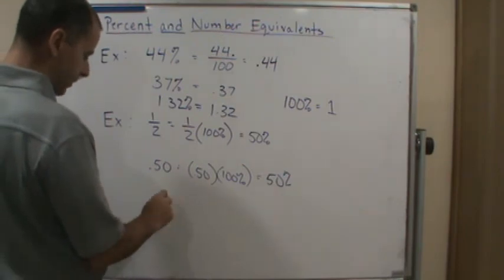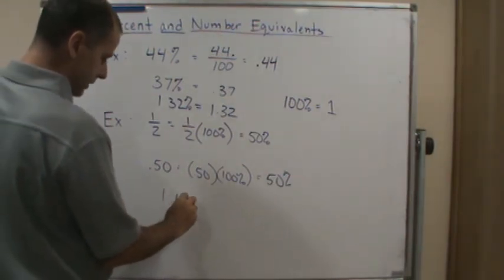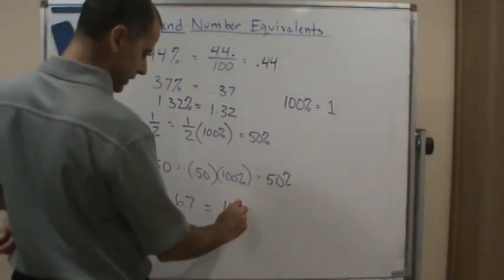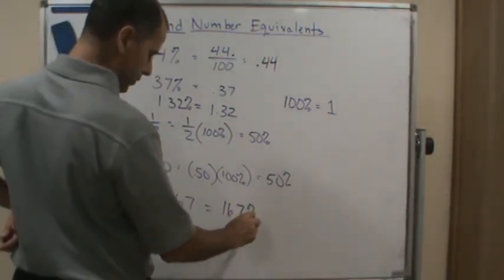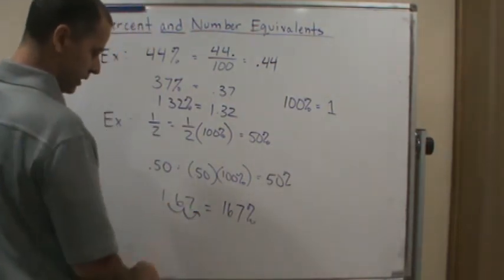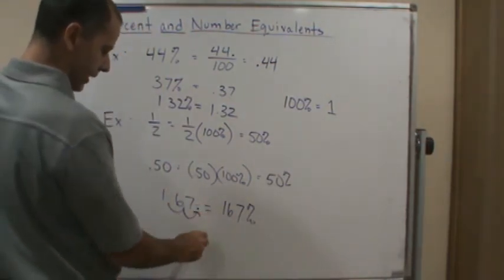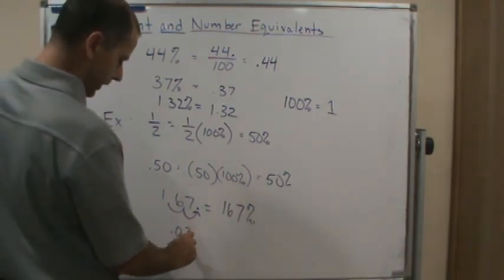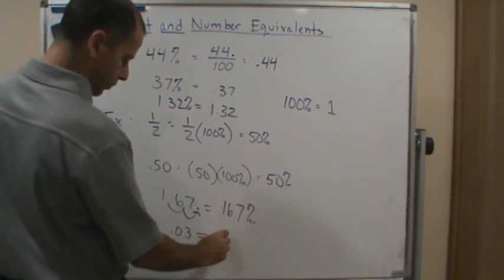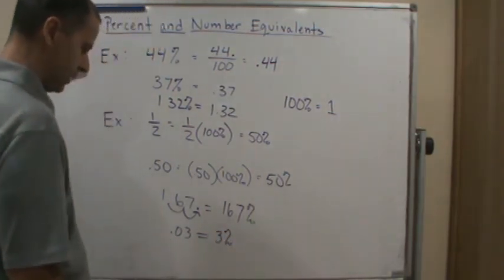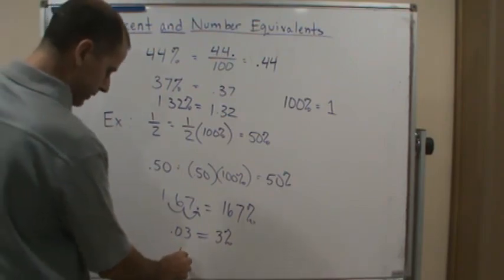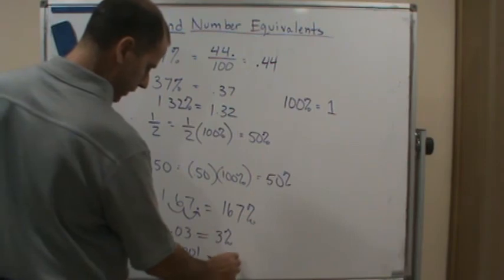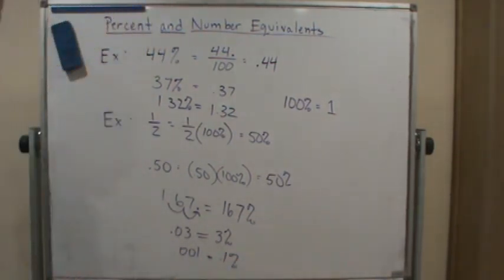So if I have 1.67 and I want to write that as a percentage, it's just going to be 167%. I move the decimal point over 2 spots, and I add the percent sign. Likewise, if I have 0.03, that's going to equal 3%. Or if I have 0.001, that's going to equal 0.1%.